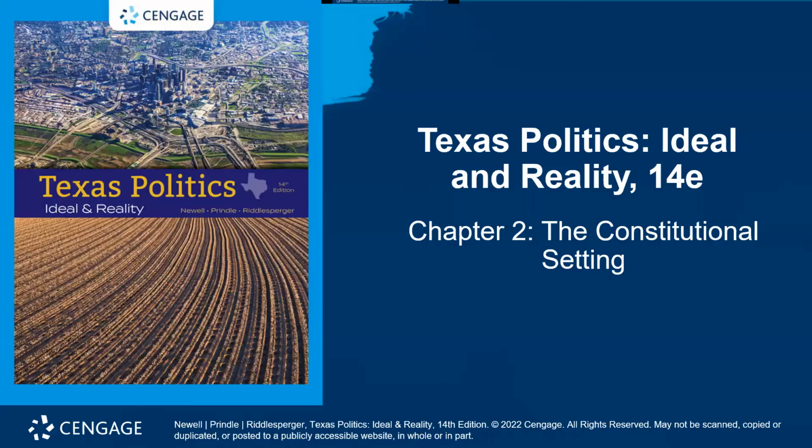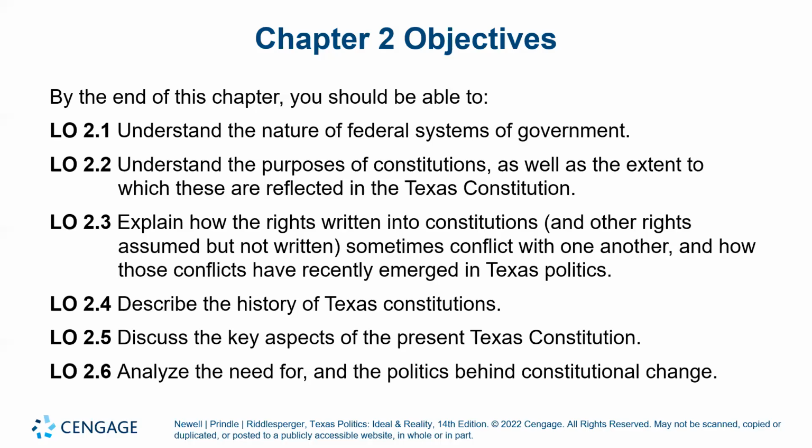The constitutional setting. So let's go ahead and dive into the chapter objectives here, in terms of what I was talking about a little while ago. By the end of this chapter, you should be able to understand the nature of federal systems of government. We touched a little bit on this last time when we were referencing some of the different types of federalism. So we're going to go more into detail here about what federalism is and the different forms of federalism that we've seen throughout American history, the historical events that precipitated the need to change the federalist system, the evolution of our federalist system, and what it looks like today.